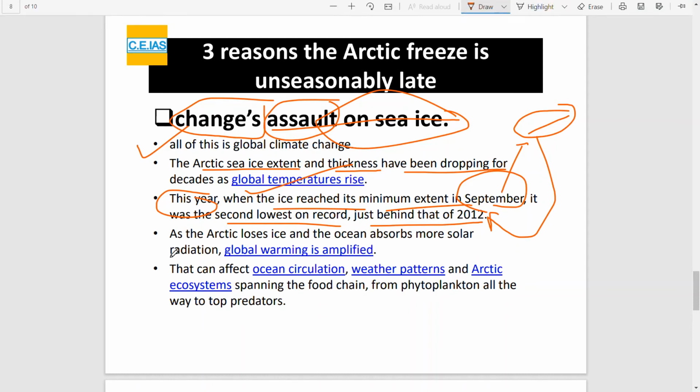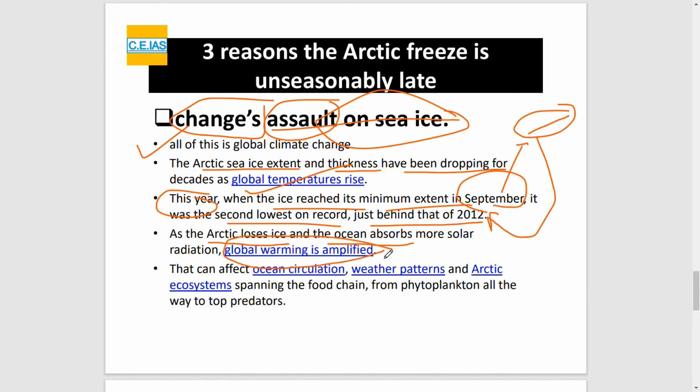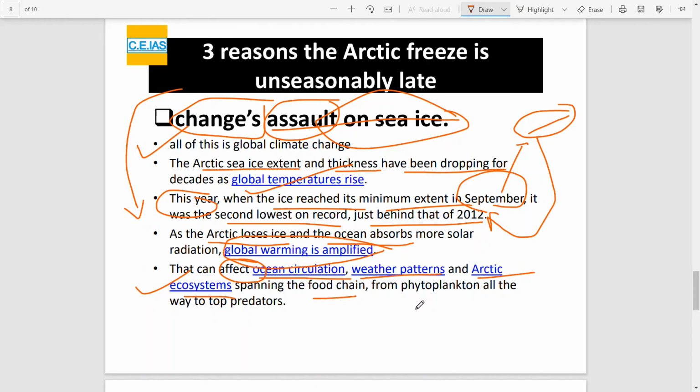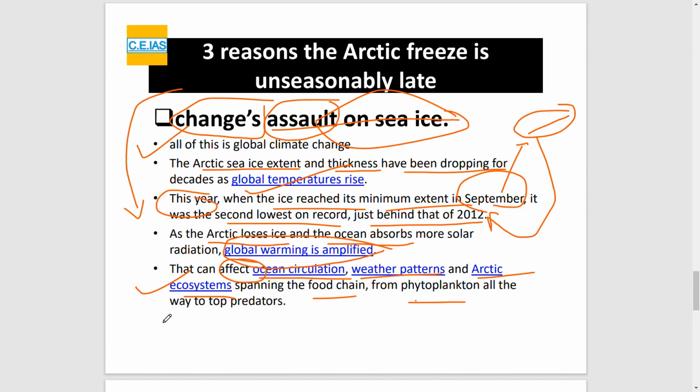And the fourth thing is, as the Arctic loses ice and the ocean absorbs more solar radiation, global warming is amplified. As we already discussed, if the ocean is exposed to the sun and absorbs more heat and solar radiation, it may lead to more loss of ice, and the other effect is that it can affect the ocean. And why is this important? Because this can affect ocean circulation, weather patterns, and the Arctic ecosystem, spanning the food chain from phytoplankton and plankton all the way to predators.